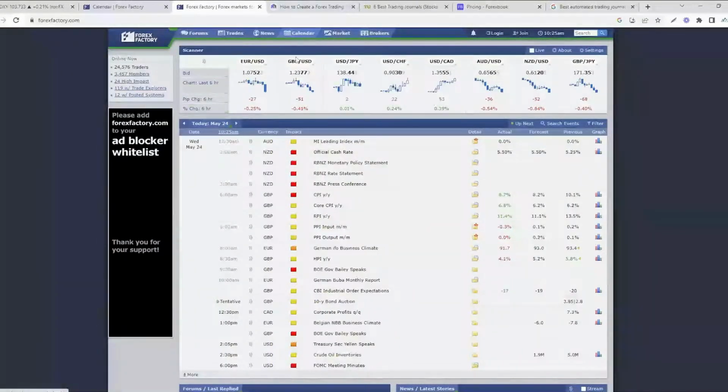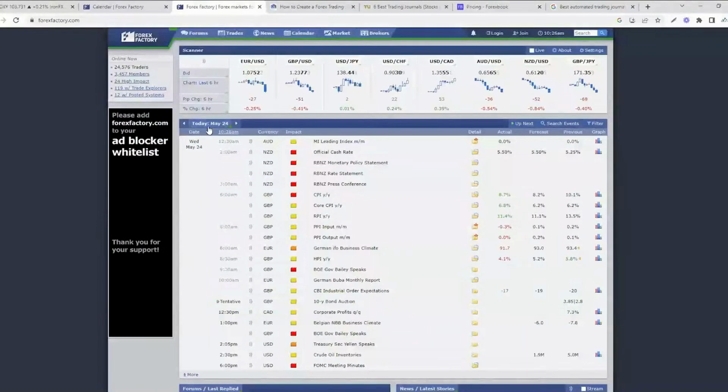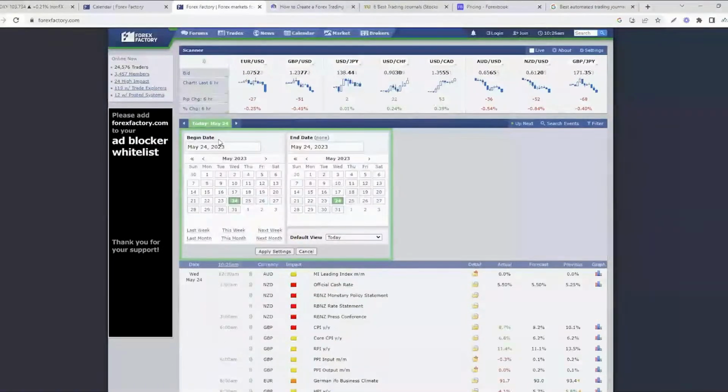You go to calendar, and then you click on the time option. So this is the time here. Click on time. I'm currently on GMT time, UTC+0. Then save your settings. You can, of course, put it through AM/PM time, or you want a 24-hour clock, whatever's your preference. Click on save settings.